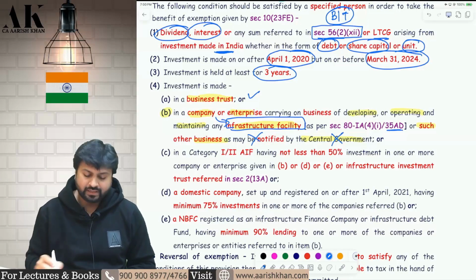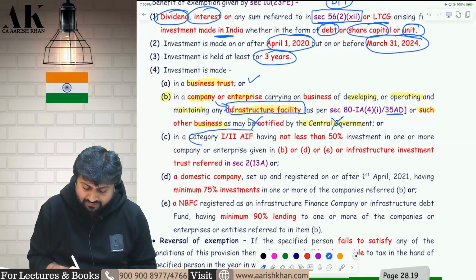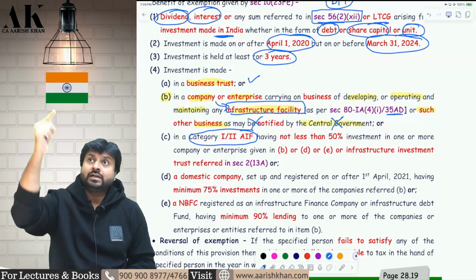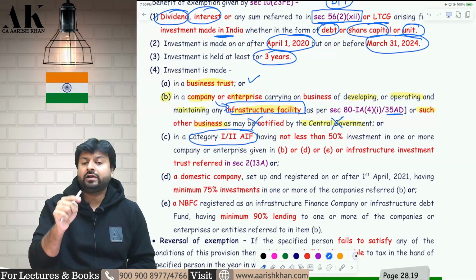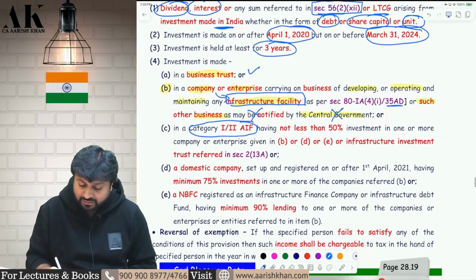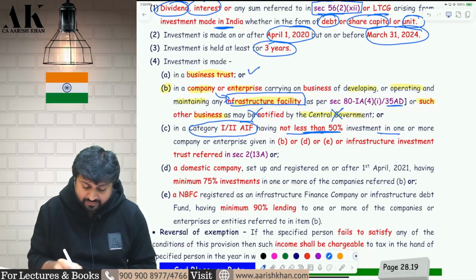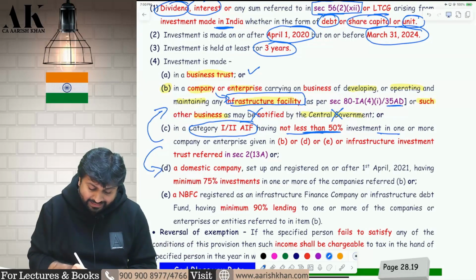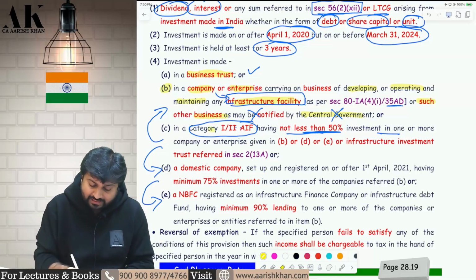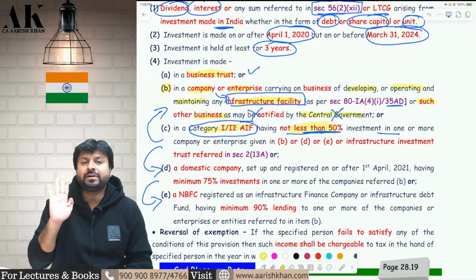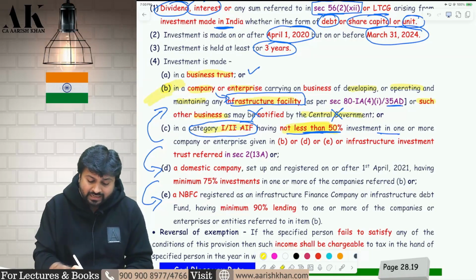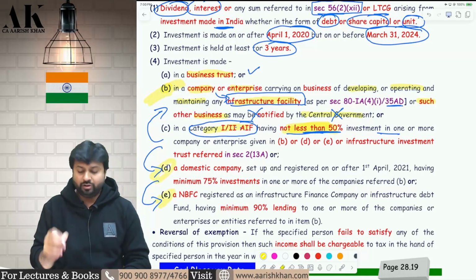Now, the third point is very interesting. You will now invest in category 1 and category 2 AIF. Where will you invest? You will invest in an alternative investment fund. The specified person will invest in an alternative investment fund. And what kind of fund should it be? That investment fund should invest not less than 50% of its investment in B, D or E category company. So this fund in which you are investing should invest at least 50% of their money in B, D or E category company. I hope it is clear.